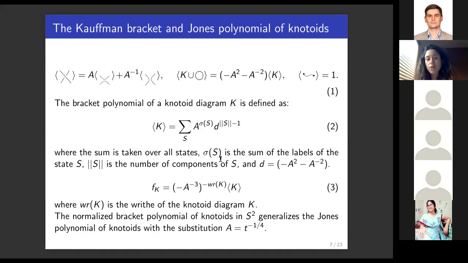So this is just for notoids, okay? You have a notoid that is a diagram, and for that diagram, you can compute the Jones and the Kauffman bracket polynomial.